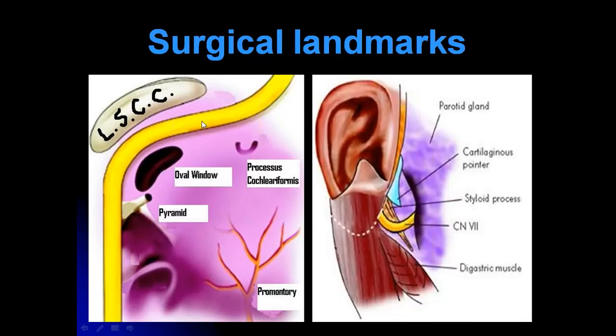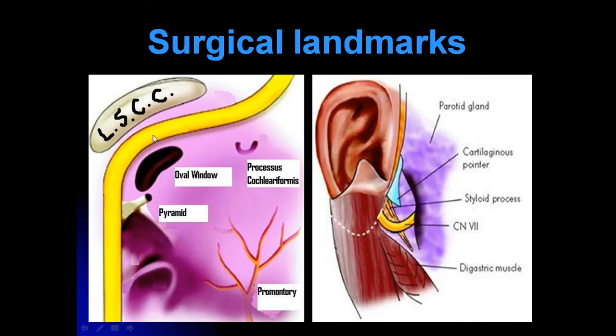So as you could see, surgical landmarks: this is a cartilaginous pointer which is pointing towards the facial nerve. And the digastric muscle, if you go superiorly, you can find the facial nerve here. And this is the parotid gland, as you know. And this is the processus cochleariformis; if you go anterosuperiorly 1 millimeter and drill it here, you find the facial nerve, the first geniculate ganglion. And below the lateral semicircular canal and above the oval window, you could see, and behind the pyramid. So these are all the things that are there.